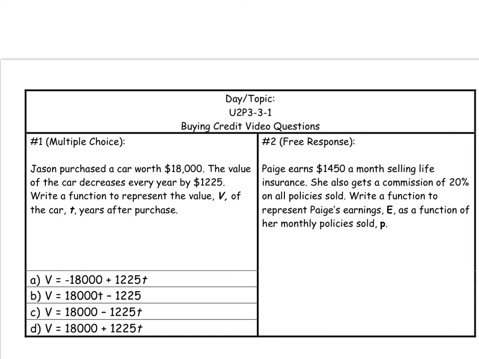So now it's your turn to answer multiple choice question 1. Jason purchased a car worth $18,000. The value of the car decreases every year by $1,225. Write a function rule to represent the value of the car, V, T years after it's purchased. Just to give you a heads up, this is going to be our Y, and this is going to be our X. Paige earns $1,450 a month selling life insurance. She also gets a commission of 20% on all policies sold. Write a function rule to represent Paige's earnings, E, and again, that's our Y, to policies sold, that's our X. Be sure to enter your answers on the Google form.